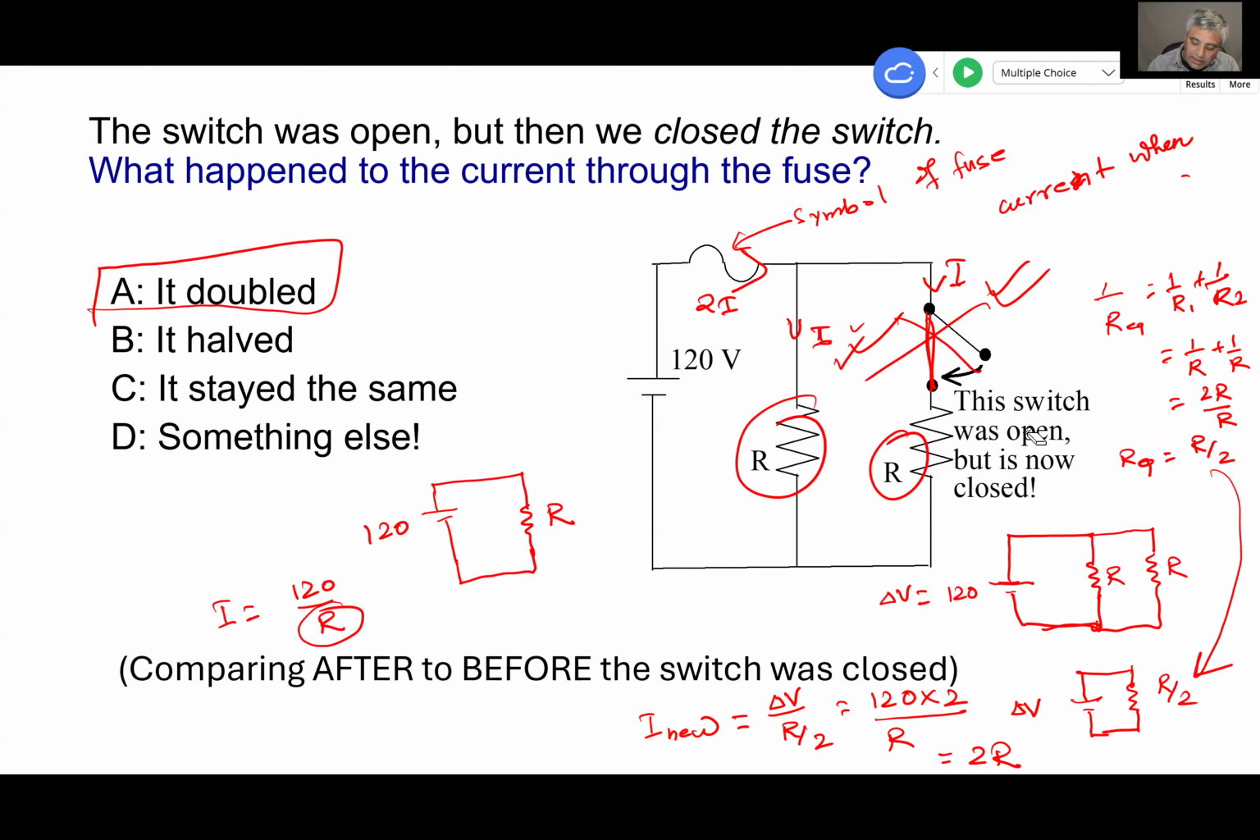So here resistance did not double. Since they are in parallel, resistance did not double. Resistance became half, but current doubled because of that. Current and resistance are inversely related according to Ohm's law. Okay, with that, now let's look at this one.